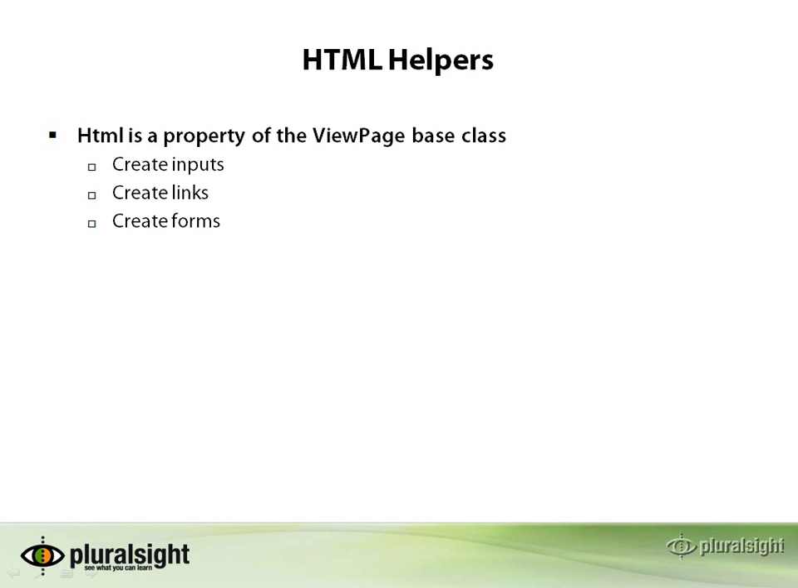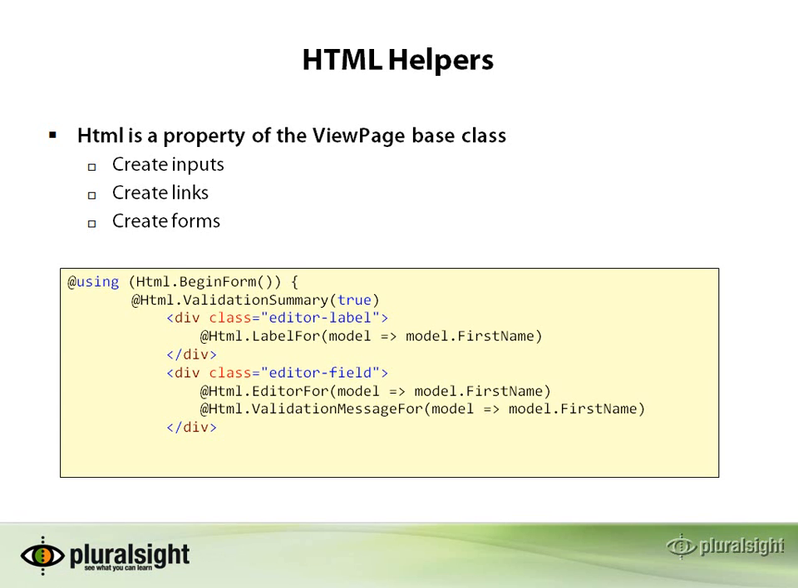The action link helper that we just used is one of many HTML helpers available inside of a view. The purpose of an HTML helper is to make it easy to create small blocks of HTML. There are helpers to create inputs, links, forms, validation messages, labels, and more. Many of these helpers are quite intelligent.